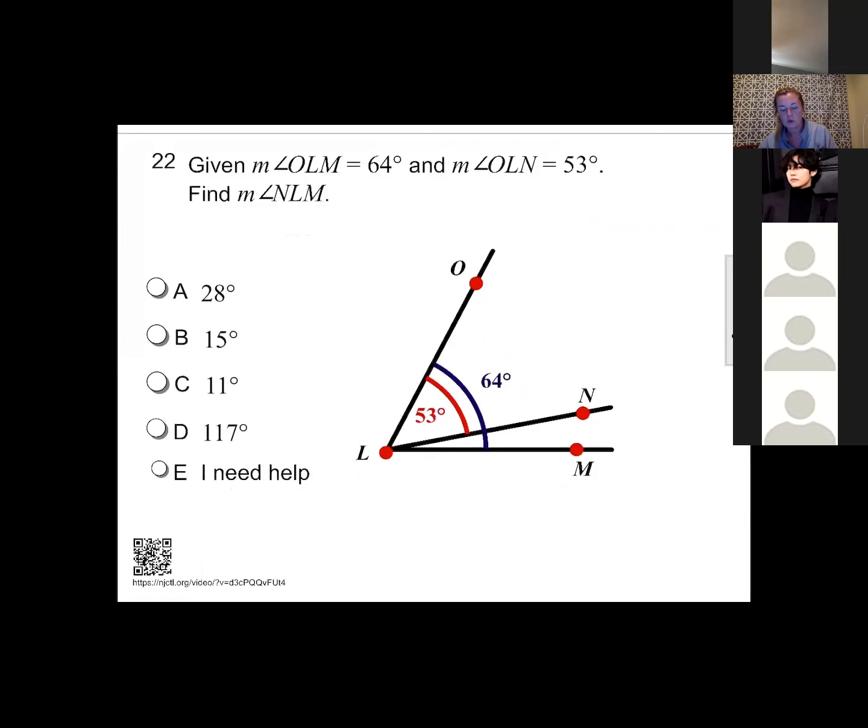Looking at question 22, same concept here.